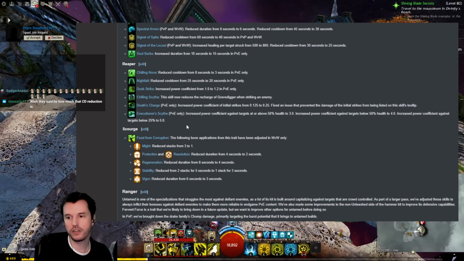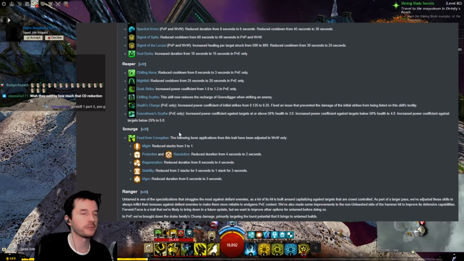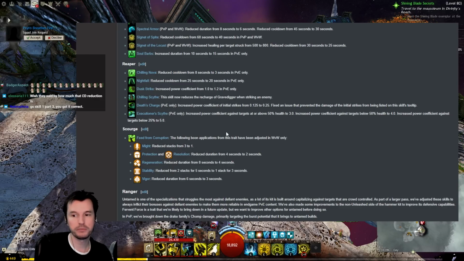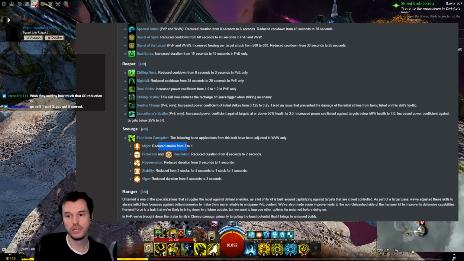Scourge. Feed the Corruption. They specifically talked about this for a while, and the TLDR is this skill has been very problematic in World vs. World and is too powerful, and they want to do something else with it in the future, but for now, this solves the issue. The following boon applications from the Feed from Corruption trait have been adjusted in World vs. World only. Might stacks from 3 to 1, protection and resolution, half of what you got before, regen, half of what you got before, stability, instead of 2 stacks for 5 seconds, it's 1 stack for 3, and vigor, half of what you got before.